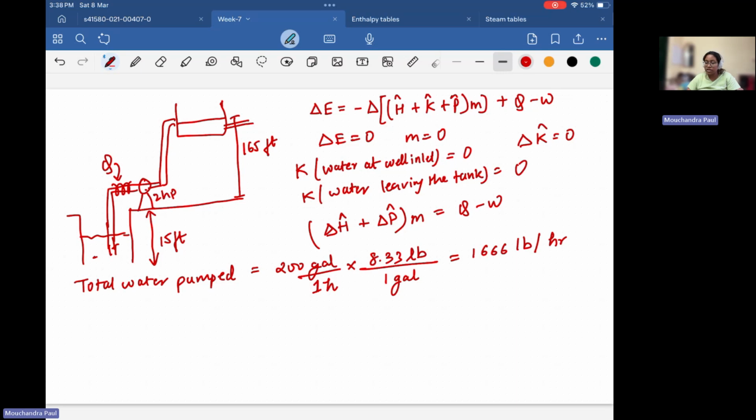So what is the change in potential energy? Delta P can also be written like this when you multiply with the mass.